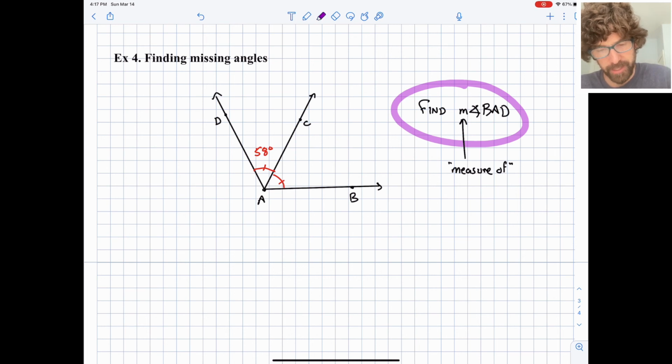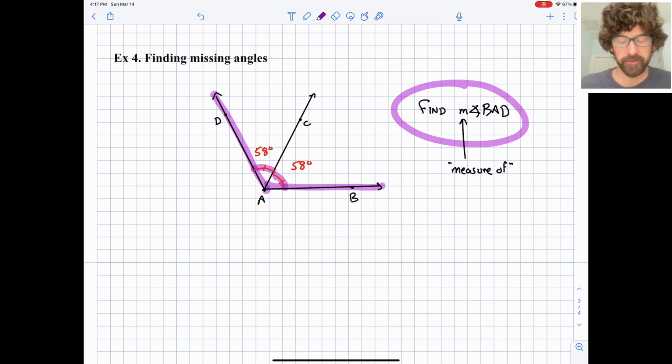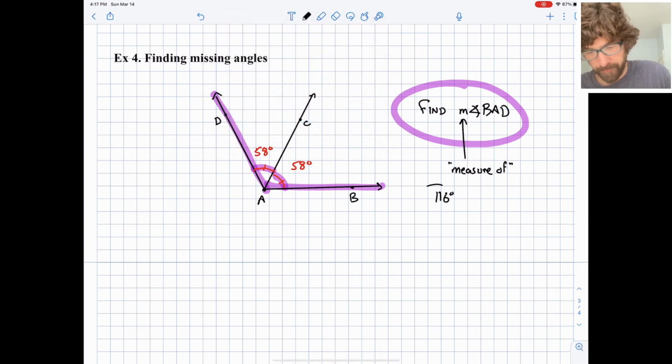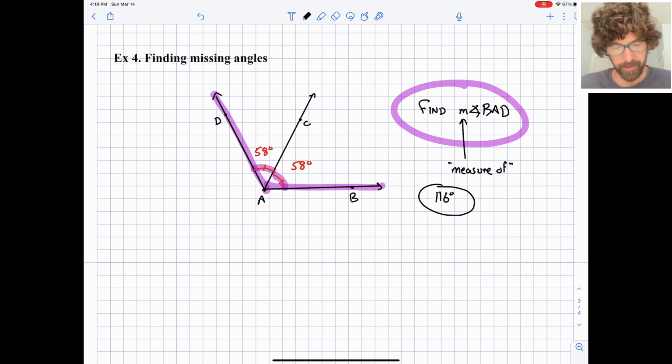So we have some things that are notated here. It looks like we have two congruent angles, and we have one angle that is noted to be 58 degrees. Since the angles are congruent, we can say that this is 58 degrees as well. We're looking for the measure of angle BAD, which is this angle right here. It looks like it's going to be just double 58 degrees, which would be 116 degrees. All right, so it looks like we've answered that question. The measure of angle BAD is 116 degrees.